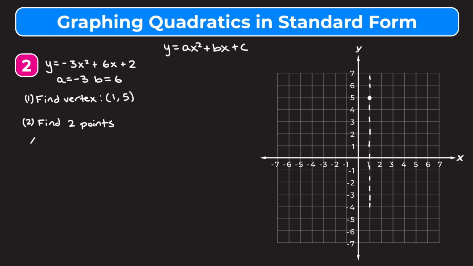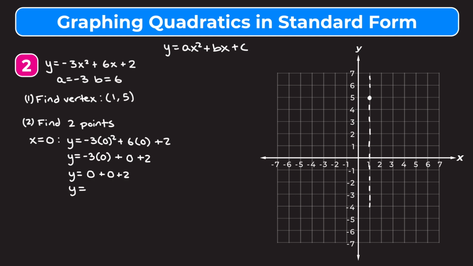So I'm going to plug in x equals 0 because it's a nice number and it is right to the left of my axis of symmetry. So I'm going to replace x with 0 in my original quadratic. So we're going to have negative 3 times 0 squared plus 6 times 0 plus 2. And we're going to simplify. So we have negative 3 times 0 squared, and 0 squared is just 0, plus 6 times 0 is 0 plus 2. And now negative 3 times 0 is just 0. So we have 0 plus 2, which gives us a y value of 2.